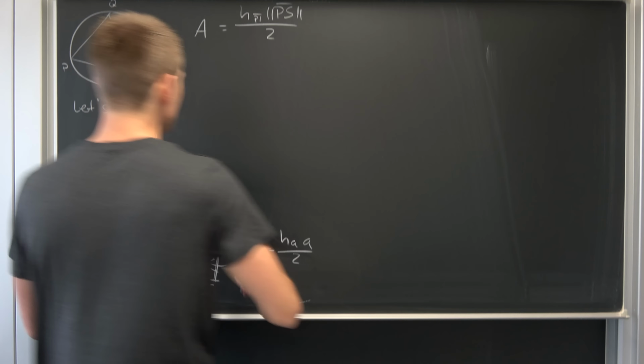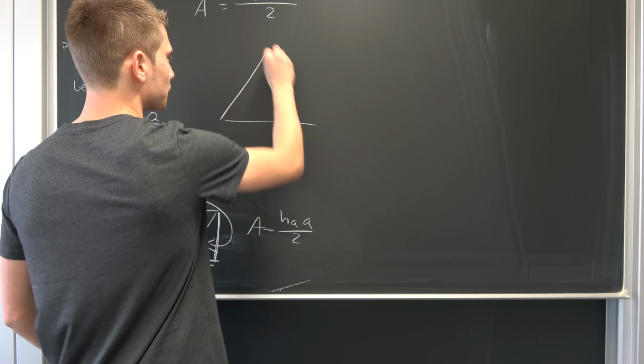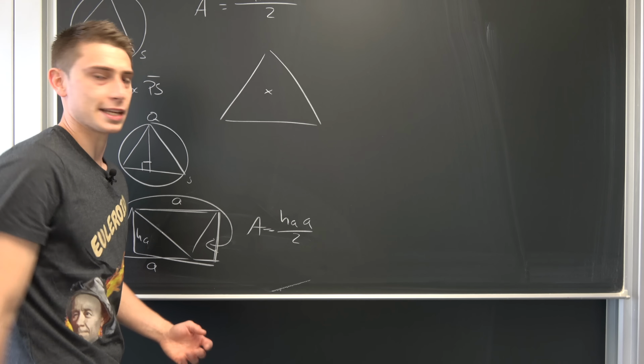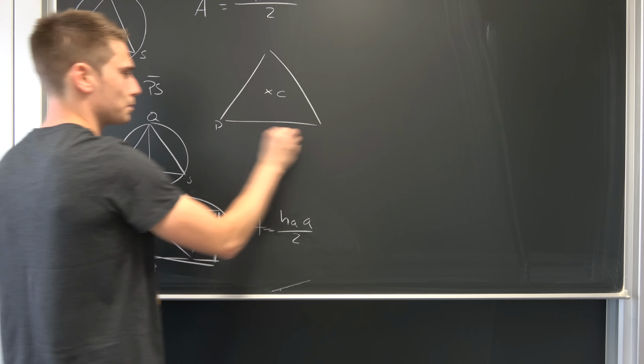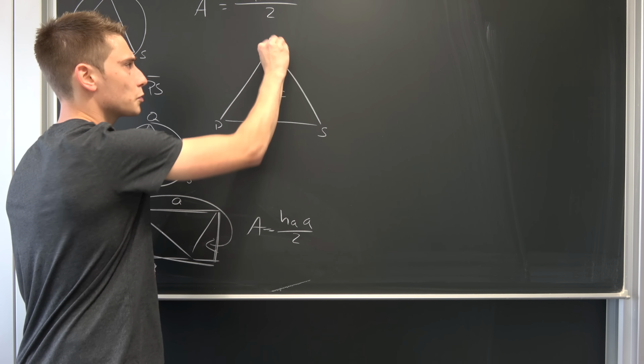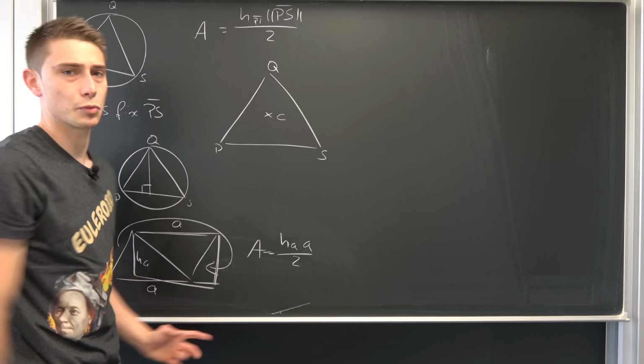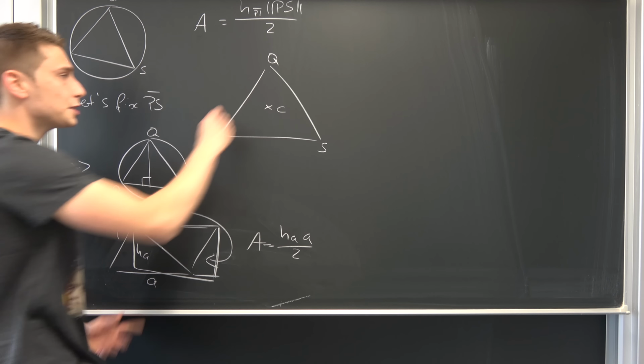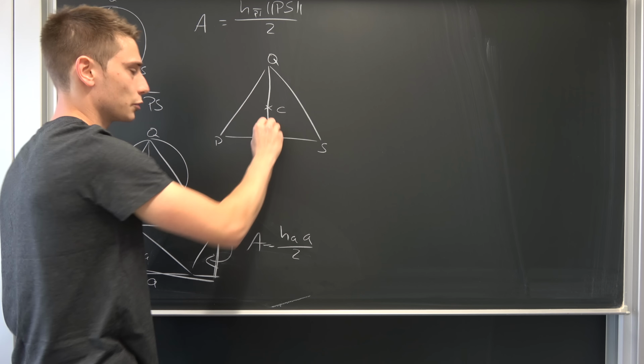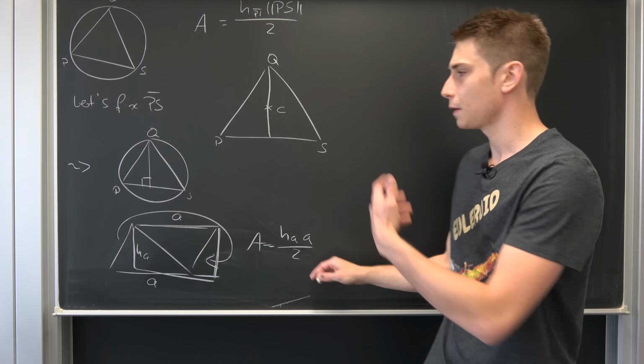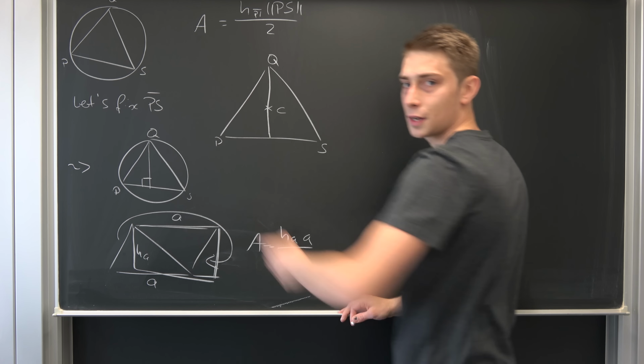Well, what we could do, let's take a look at this triangle. This right here is the center of our circle. This is P, S and Q. And what we want to do to maximize our height, well, we want this height to run exactly through our center right here. And we have a circle right here.